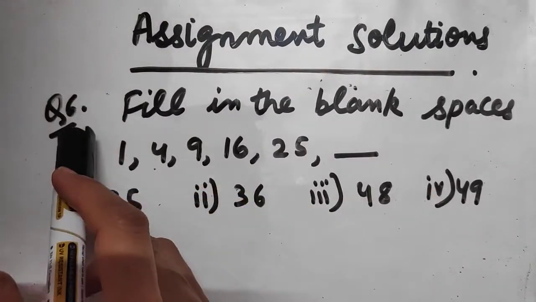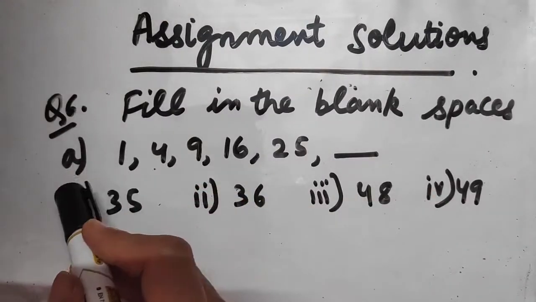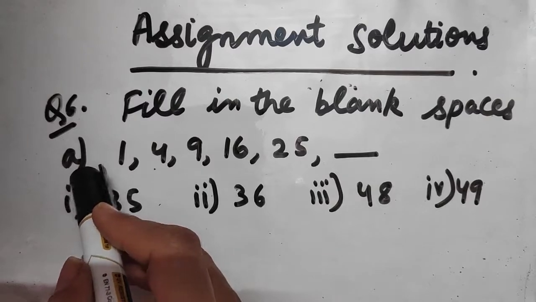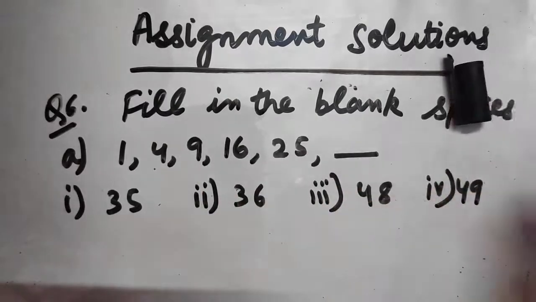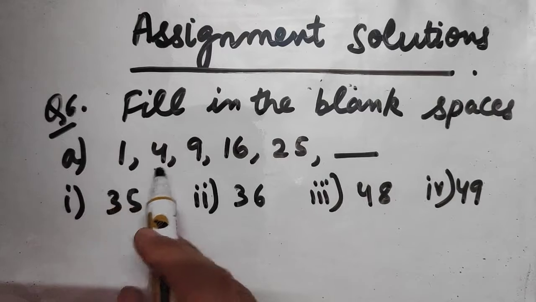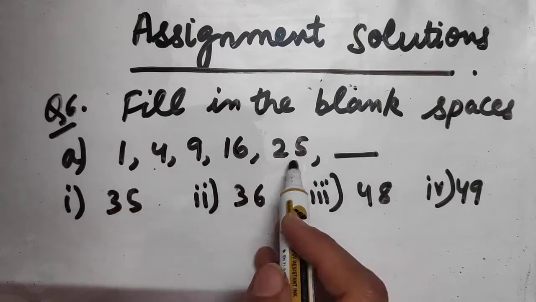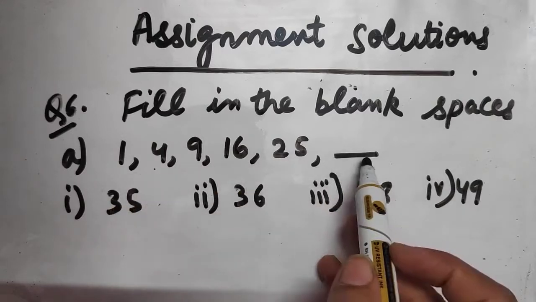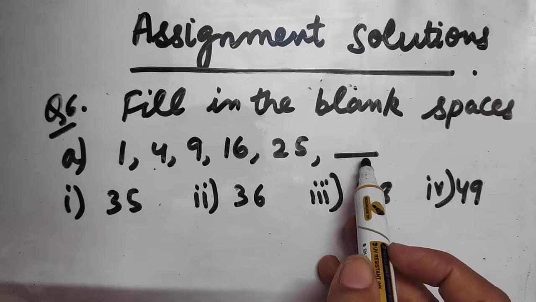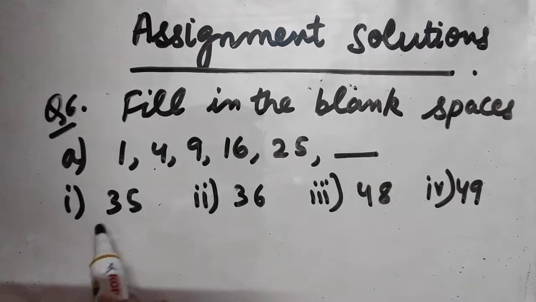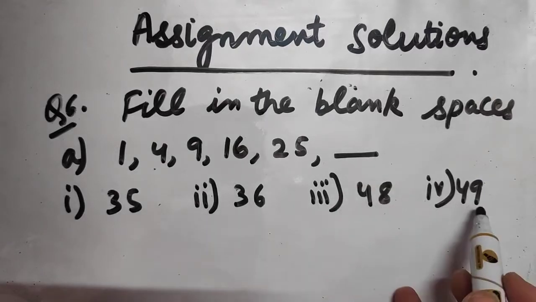Now let us talk about question number 6. This question has two parts. Firstly, I am going to discuss A part. Fill in the blank spaces. 1, 4, 9, 16, 25. This is the sequence, and we need to find out what will come in place of the blank space. And the options are 35, 36, 48, 49.